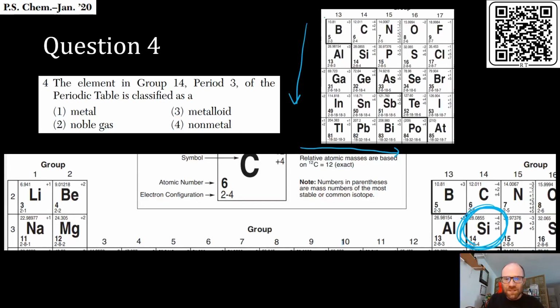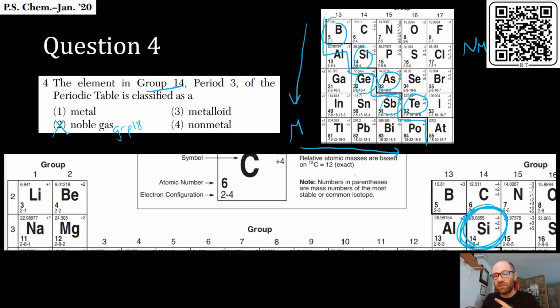You do notice that there's this bolded line here on the right half of your periodic table. This is your border between metals and nonmetals. In between them we have our metalloids. Noble gases are found in group 18. So that's not what we're looking for because we're specifically told to look at group 14. In this case, group 14, period 3, our metalloids, there are 6 of them that you need to concern yourself with. And I've circled them right there.